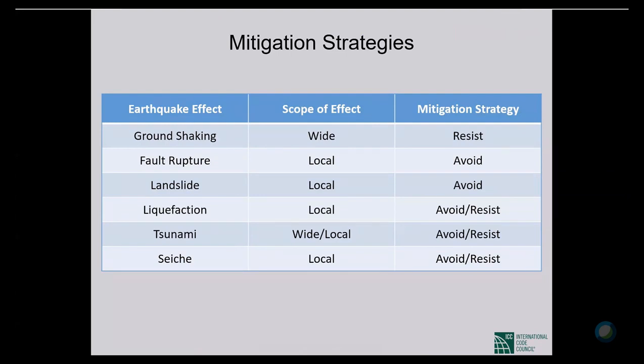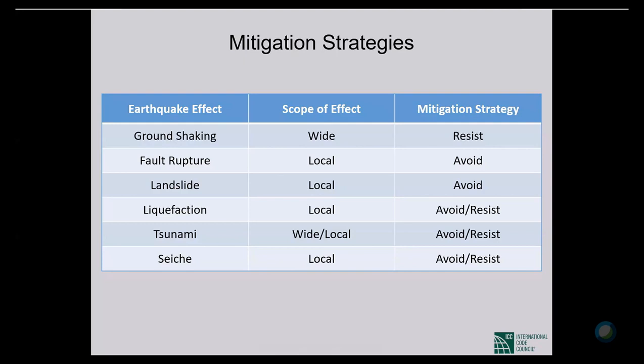So ground shaking, the scope of effect of ground shaking is wide, and we can design to resist ground shaking. Fault rupture you cannot do anything about. The effect is local, and you better avoid it. If you have knowledge that there is an active fault, you better not build on it. It's as simple as that. Landslide is the same thing. You cannot engineer against landslides. You better avoid landslides or build where there is no known danger of landslide.